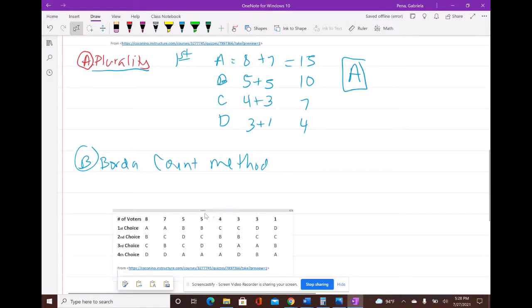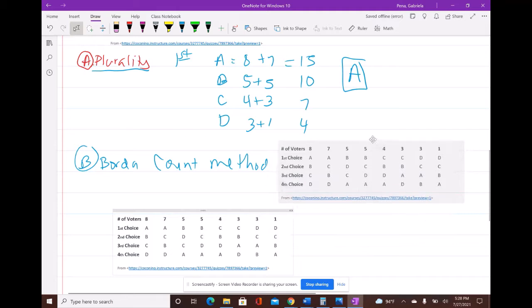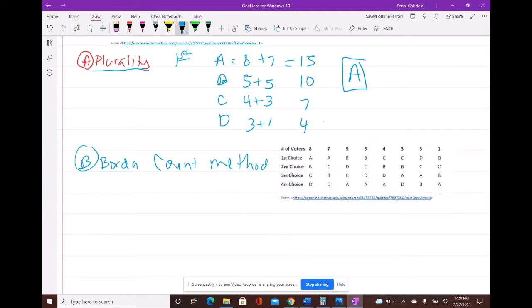There it is. Okay, so for this one, this is where we know that points, like this is 4, this is 3, this is 2, this is 1. 4, 3, 2, 1.